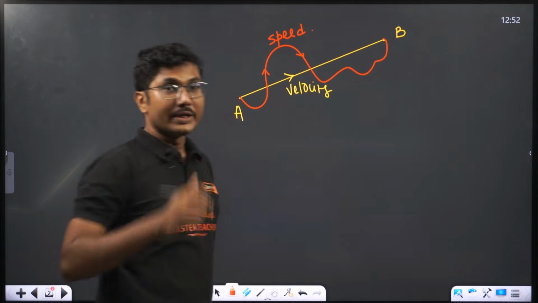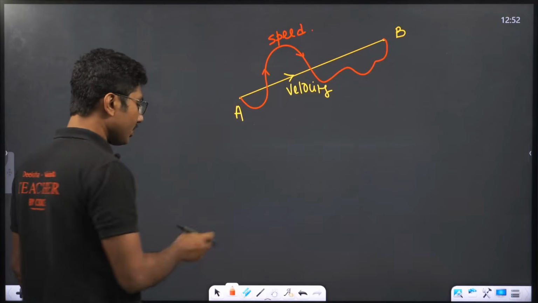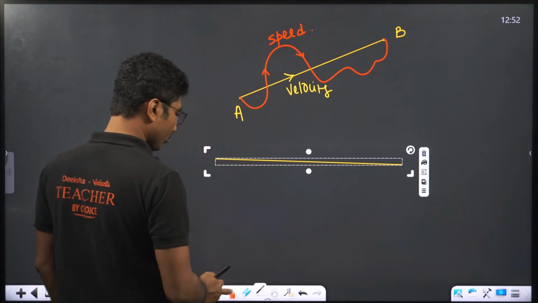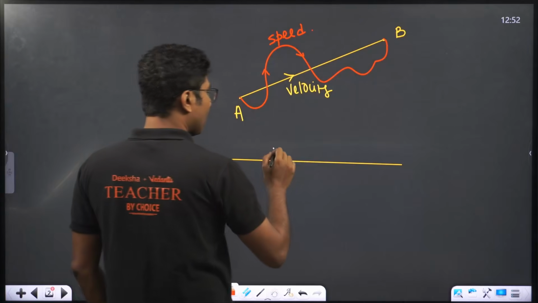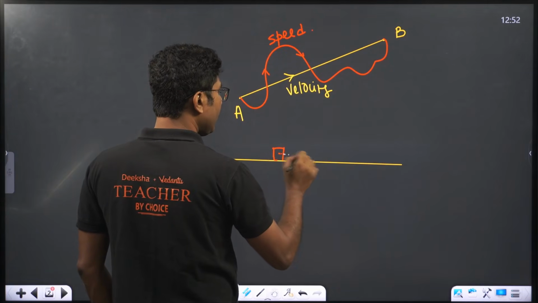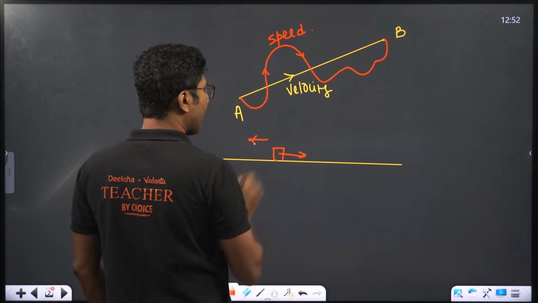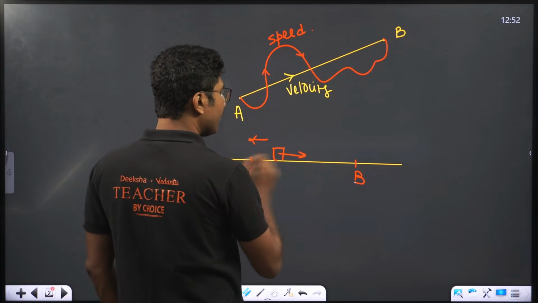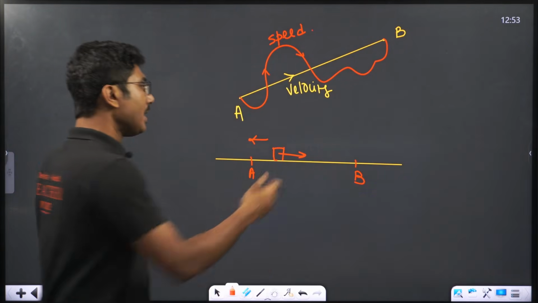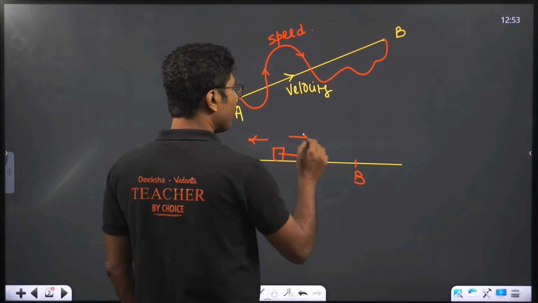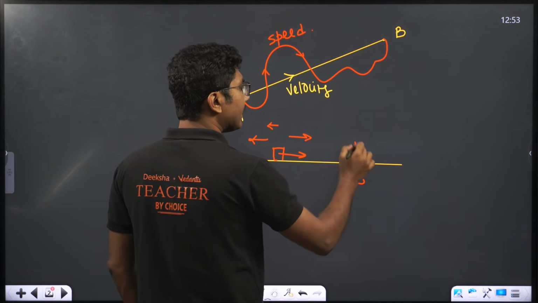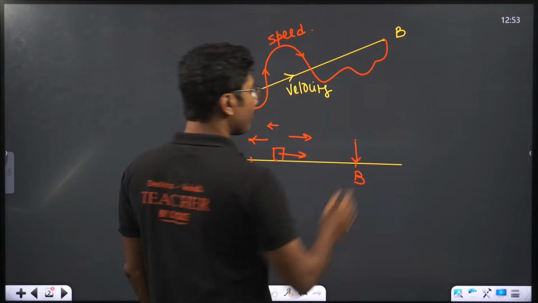Now how is it possible in a straight line motion? When you consider a straight line motion, suppose this is the straight line, a car is moving along this, it can go forward, it can come backward. So suppose this is my starting point A, this is my ending point B. It moved forward for some time, it came back for some time, then again it moved forward for some time, like that it is going forward, backward, and then ultimately reaching its destination point B.